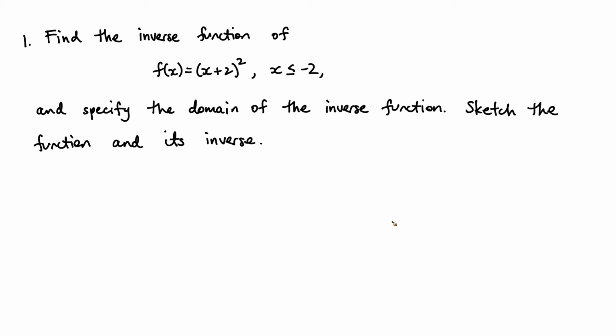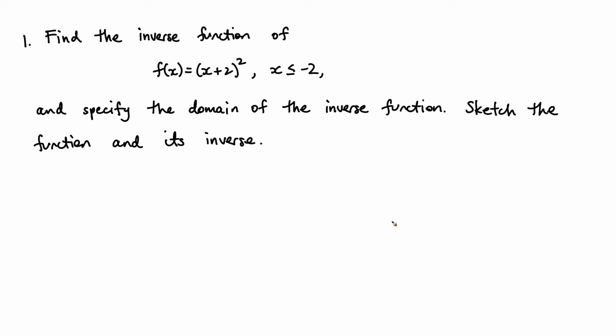The point being that the function x plus 2 all squared doesn't actually have an inverse function, but if we restrict the domain to only values less than or equal to minus 2, then we do get an inverse function. So we have to find the inverse function and then do a few other things. We have to specify the domain of the inverse function, and then we need to sketch this function, x plus 2 all squared, and the inverse that we calculate.